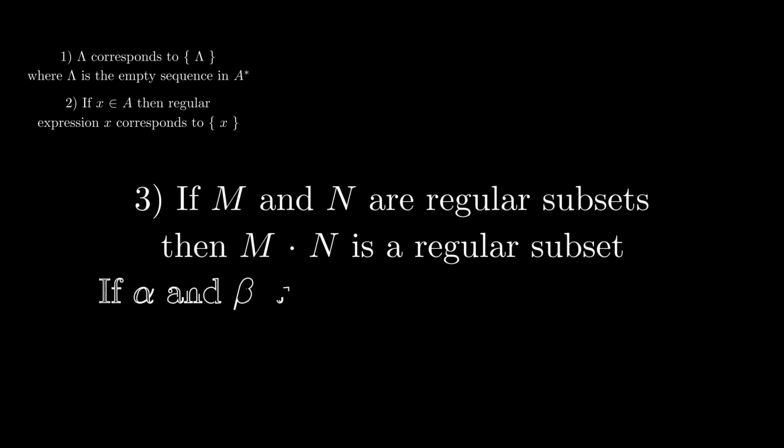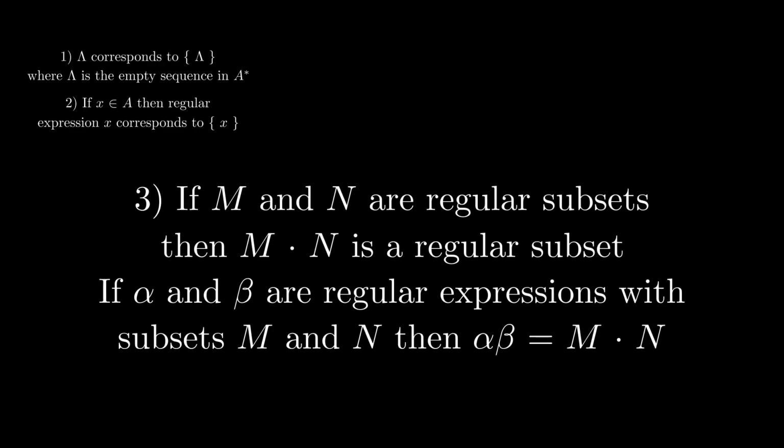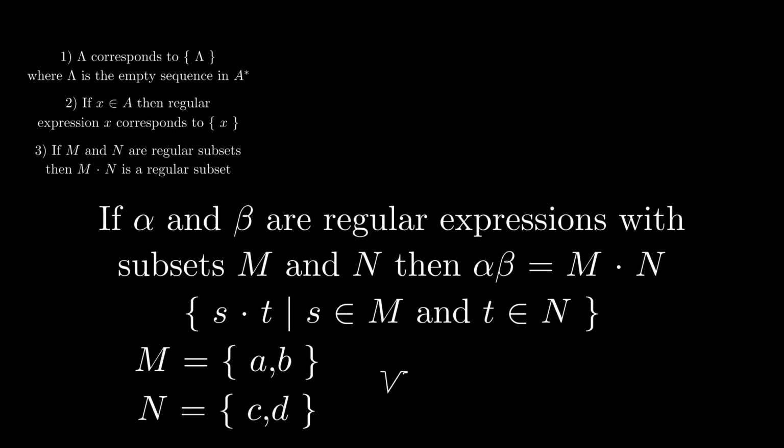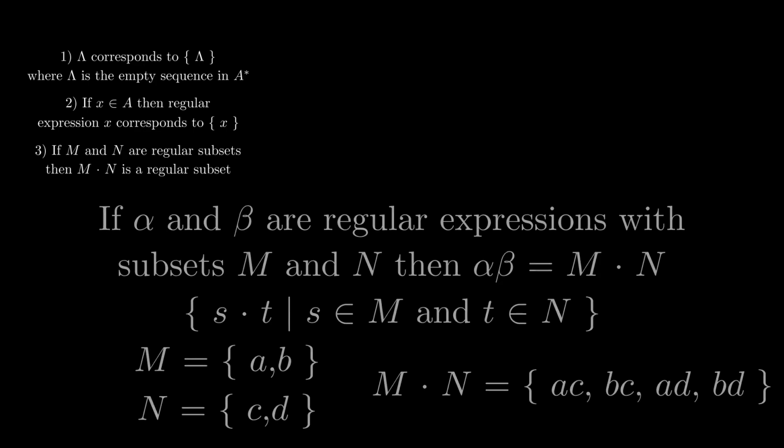Formally, this is if alpha and beta are regular expressions corresponding to sets M and N of A star, then alpha beta corresponds to M dot N, which is the set S dot T, where S is in M and T is in N. What this is saying is when concatenating regular subsets, the new subset is every combination of one of the symbols in the first set matched with every symbol in the second set. Don't be confused by the notation.